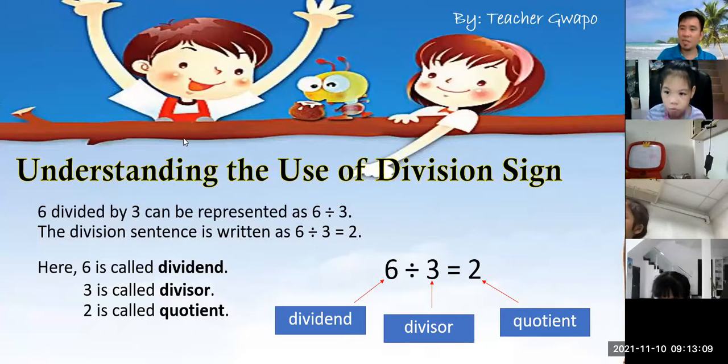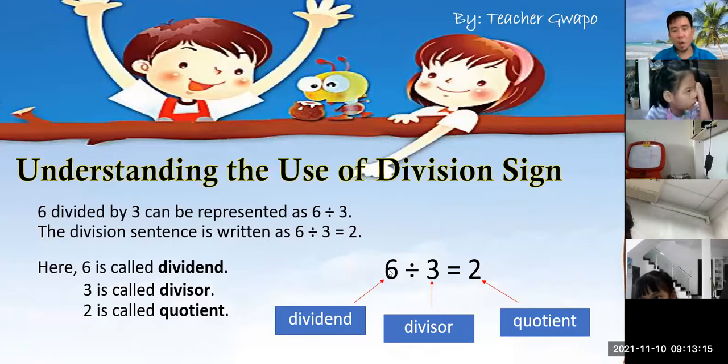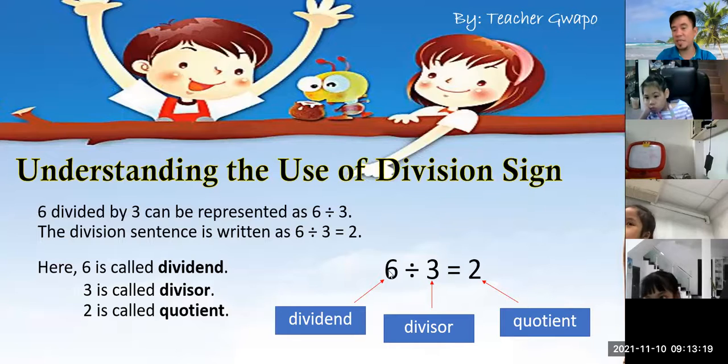Okay, so this is about understanding the use of the division sign. Always remember that the number 6 here is called the dividend, and this is the sign or symbol of division. We call it "divided by" when we read it.